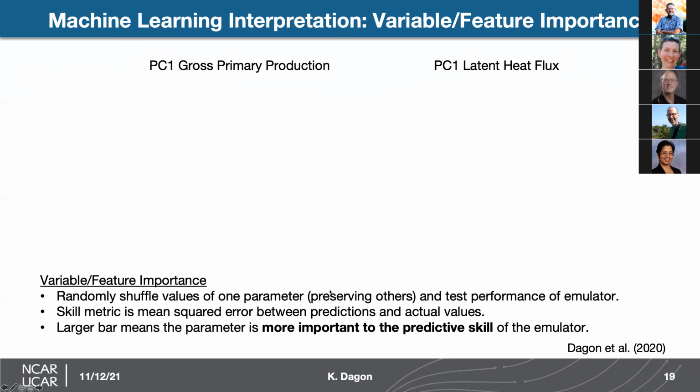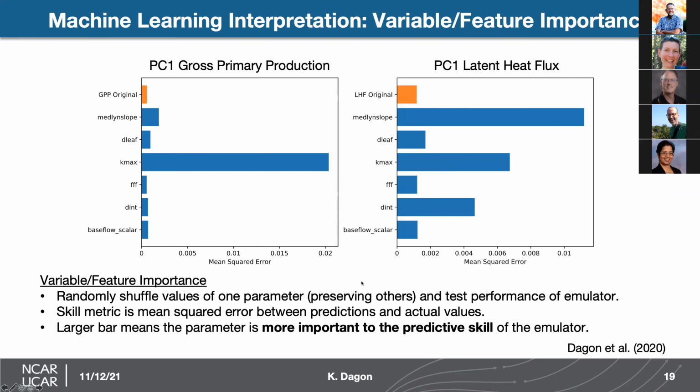Another kind of fun result from this was being able to do some interpretation on the trained emulator. So here I'm just going to show one interpretability method that I used, which is called variable or feature importance. Basically what this does is it looks at the trained emulators and it asks the question, are there particular inputs, meaning parameters, that are really important to the skill of the prediction of these quantities? When we do that calculation, when we look across the parameters and we remove the skill from each of them, and then we look at the results, the larger bars in terms of the mean squared error means that that parameter is more important to the skill of the emulator.